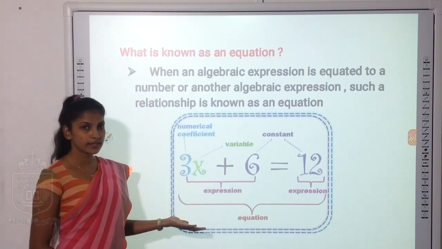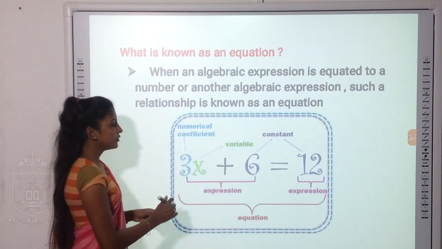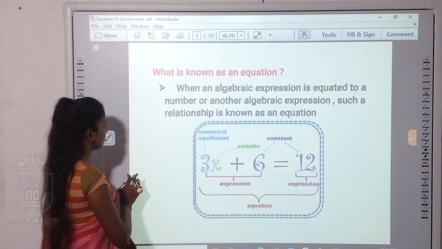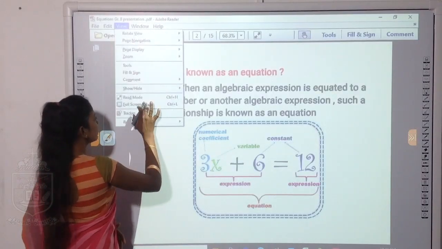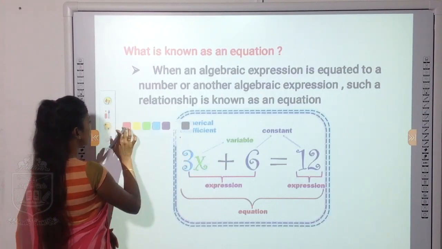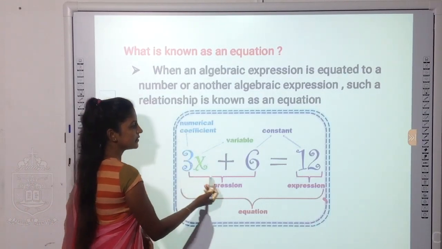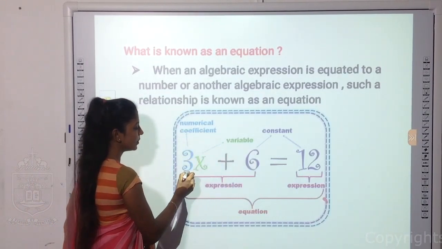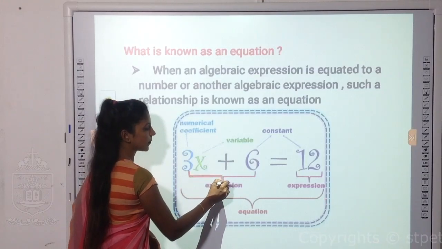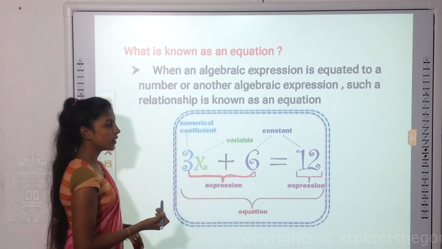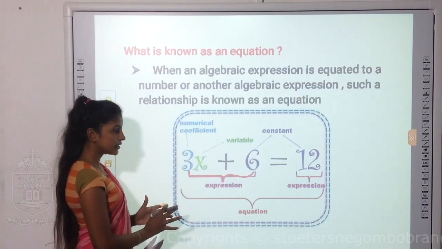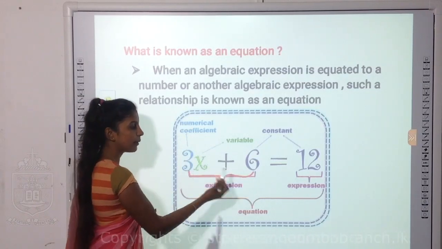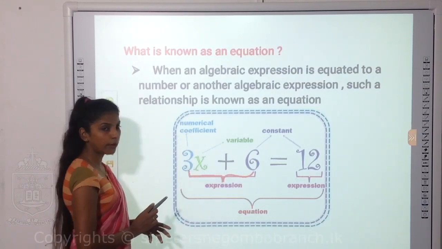So you all can see in this example given, 3x plus 6. Okay? 3x plus 6, where you can see this is an expression. 3x plus 6 is an expression. You know what an algebraic expression is. So in an algebraic expression you have numerical numbers as well as unknown numbers.